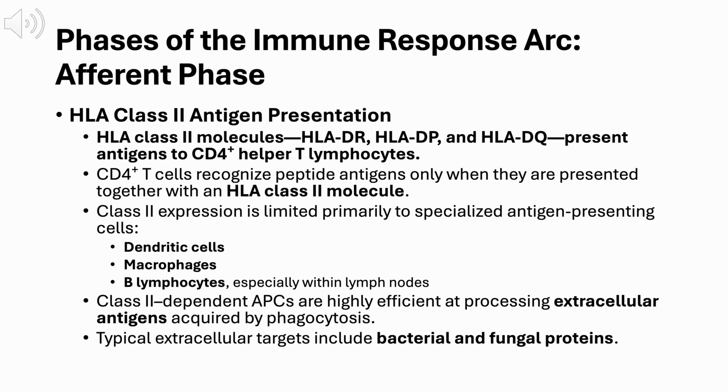And these class 2 dependent APCs are specialists at a particular job, processing extracellular antigens they've acquired by phagocytosis. So the typical targets here are things from outside the cell, bacterial and fungal proteins, for instance. That's the clean division to remember. Class 1 surveys peptides made inside the cell for CD8 cells, while class 2 displays peptides scavenged from outside the cell for CD4 cells. Those CD4 helpers, as we'll see, are the master coordinators of the entire adaptive response.